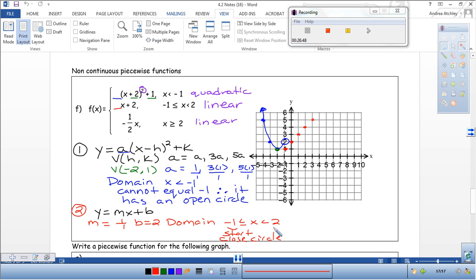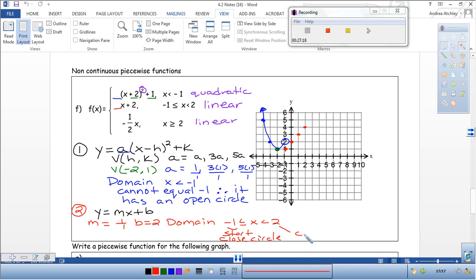Now this one has an end point. So it's in between. X is in between negative 1 and 2. So where is this going to stop? At 2. Okay? So I have to erase that point that's at 3 because it doesn't go that far. And then this cannot equal the 2.